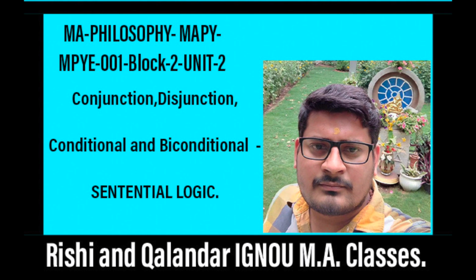A biconditional is true in two cases only. Both the components must be either true or false, as is clear from the following truth table. Table 5. P, Q, P ≡ Q: 1 1 1, 1 0 0, 0 1 0, 0 0 1.